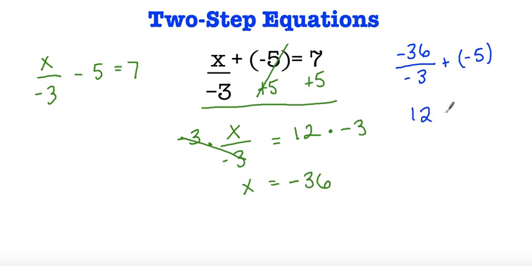So 12 plus negative 5. So these two signs are different, so I'm going to subtract and keep the sign of the number with the greatest absolute value. So 12 minus 5 is 7, and the number with the greatest absolute value is 12, so our answer stays positive. And because this is true, that's how I know that x is equal to negative 36.